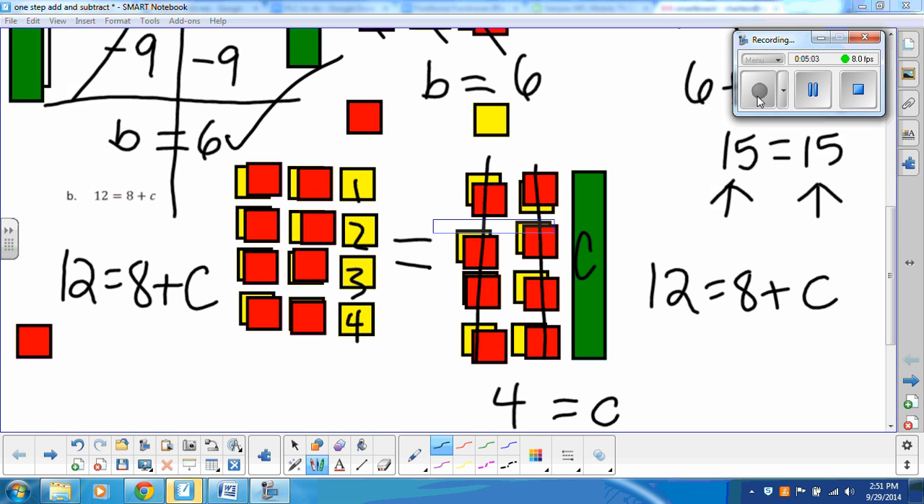I have plus 8 attached to the C, so I'm going to take away 8 on both sides, and that's like me putting in the red. That goes away. There are my 0 pairs. I'm left with C equals 4.